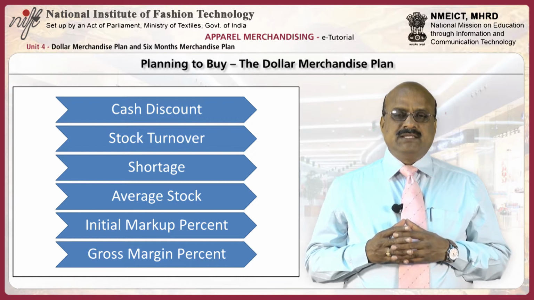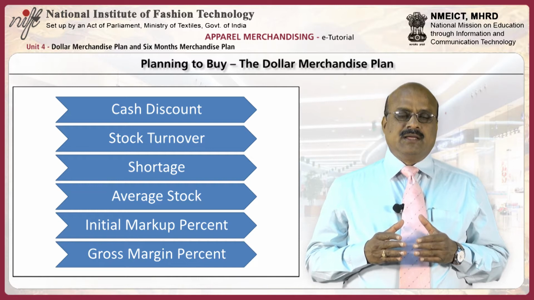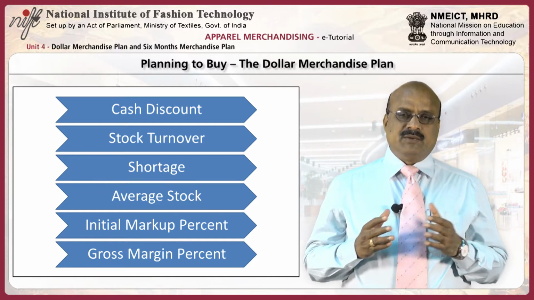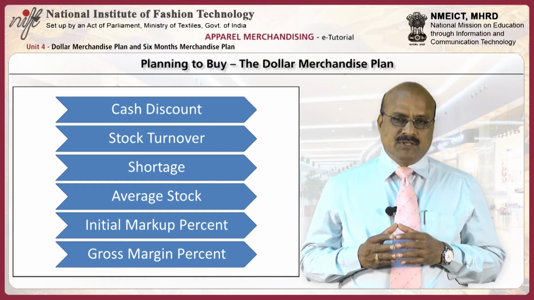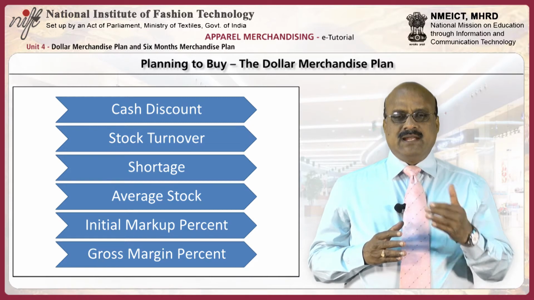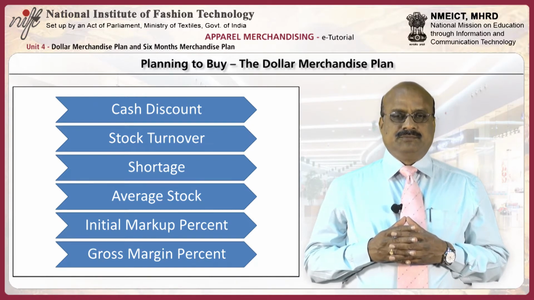The dollar merchandise plan is a guide for futuristic period and includes monetary values only. It does not describe units, assortments or quantities of the merchandise. It balances planned sales and planned stocks in monetary values.